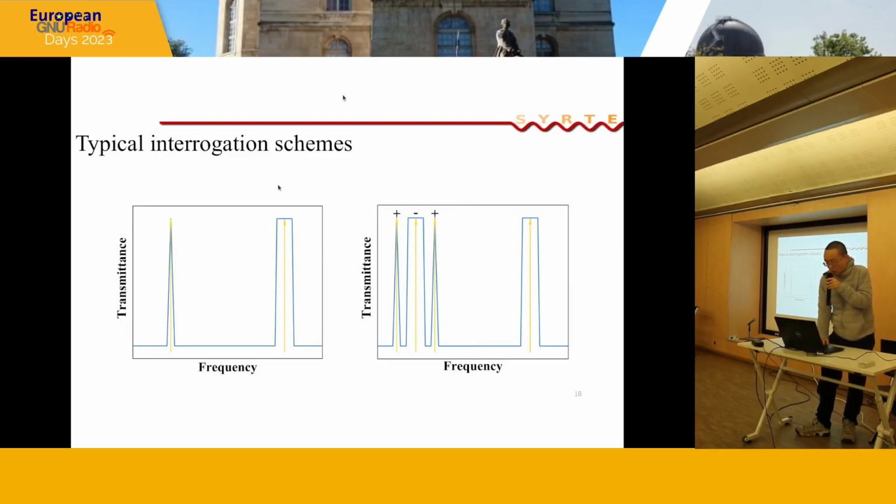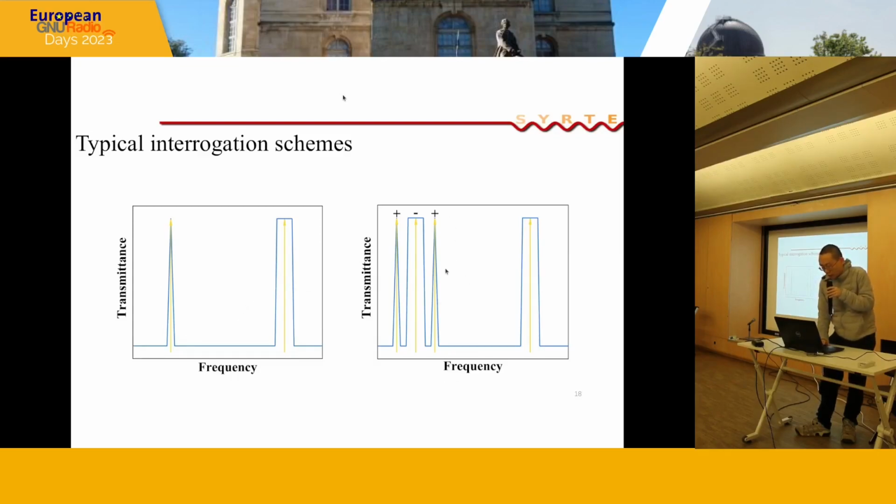This is the typical interrogation scheme in our experiment. As you can see, this is a narrow spectral hole. This is a wide spectral hole. We call it single-mode probing. We can extract the phase change information from this interrogation scheme.